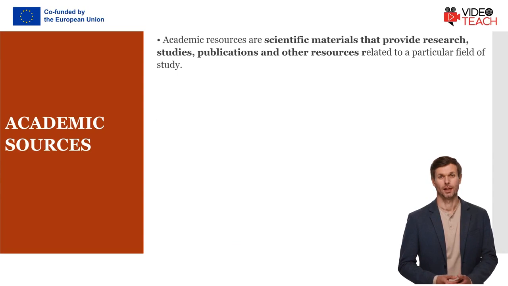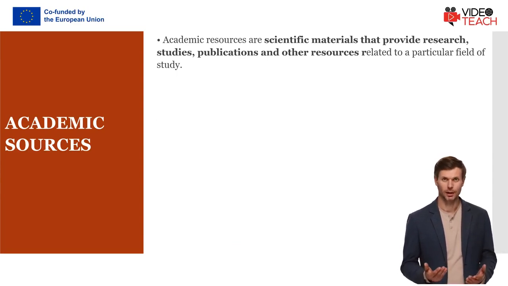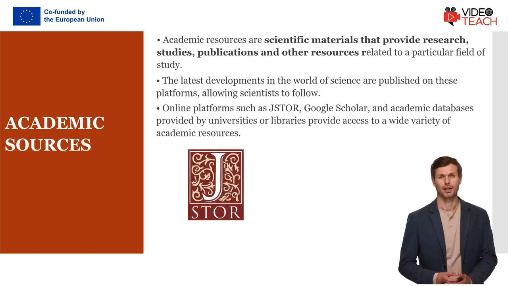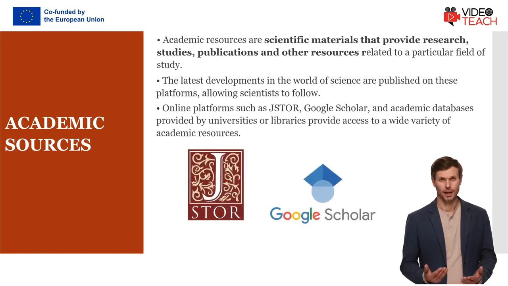Academic resources are scientific materials that provide research, studies, publications, and other resources related to a particular field of study. These resources are often peer-reviewed and include academic journals, conference papers, books, and dissertations. The latest developments in the world of science are published on these platforms, allowing scientists to follow. Online platforms such as JSTOR, Google Scholar, and academic databases provided by universities or libraries provide access to a wide variety of academic resources.